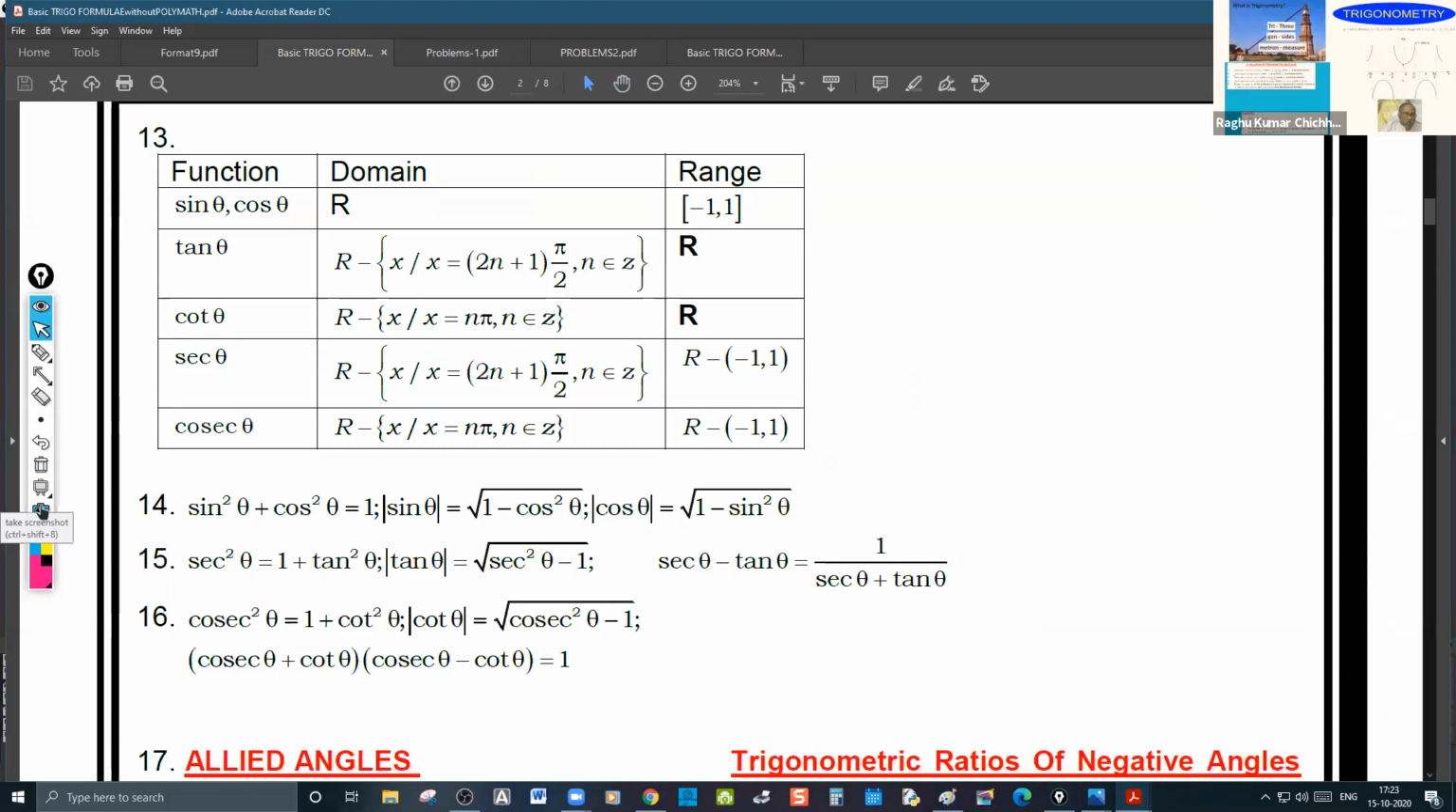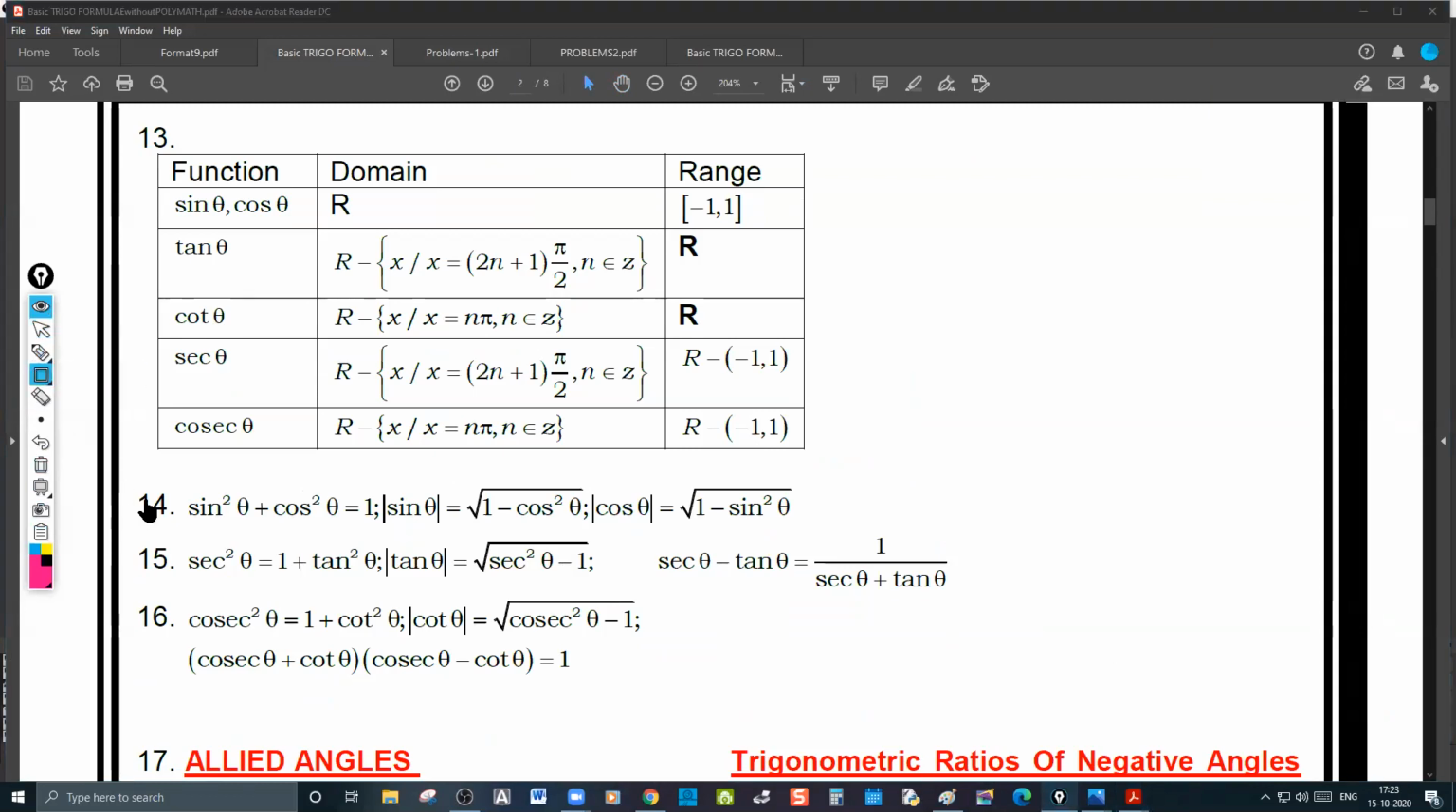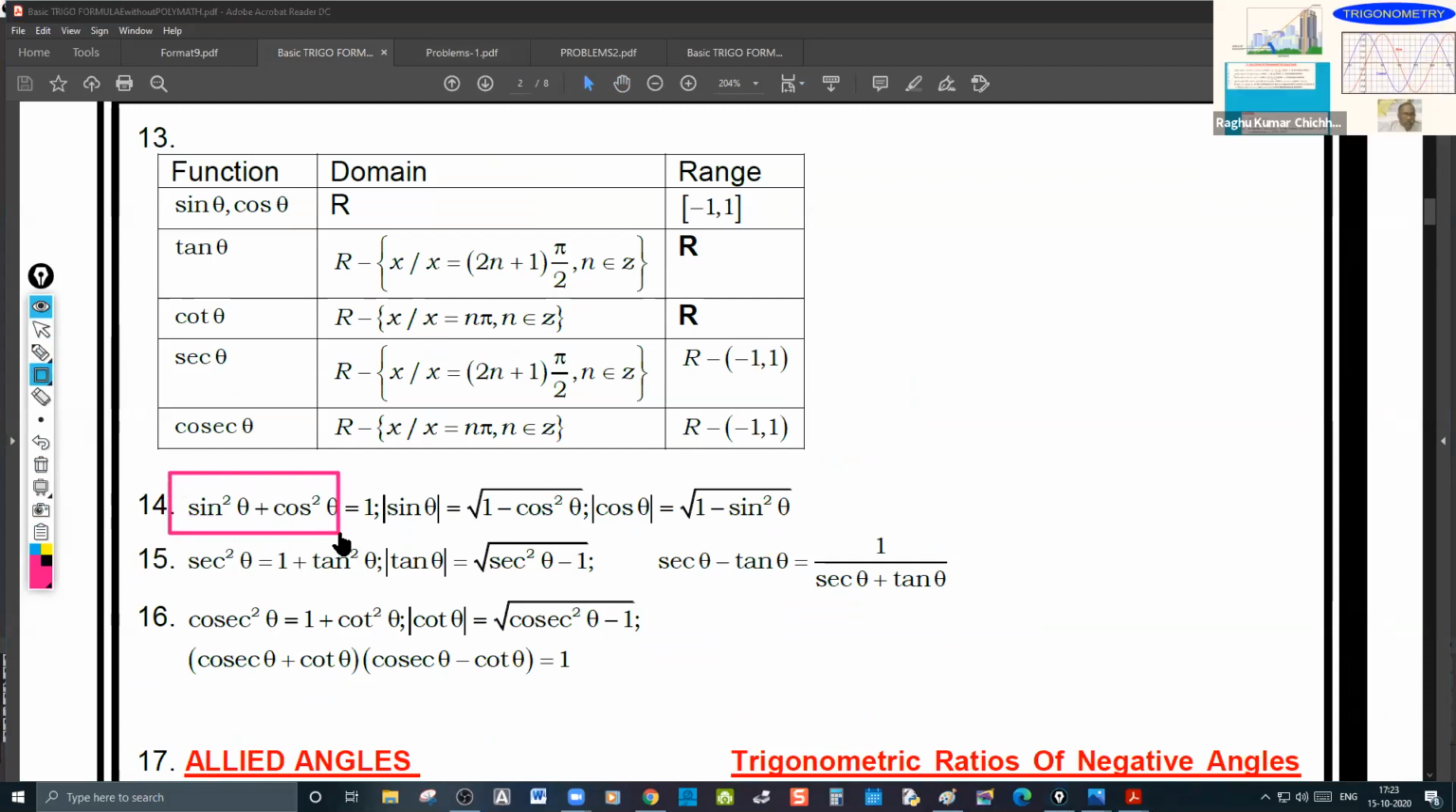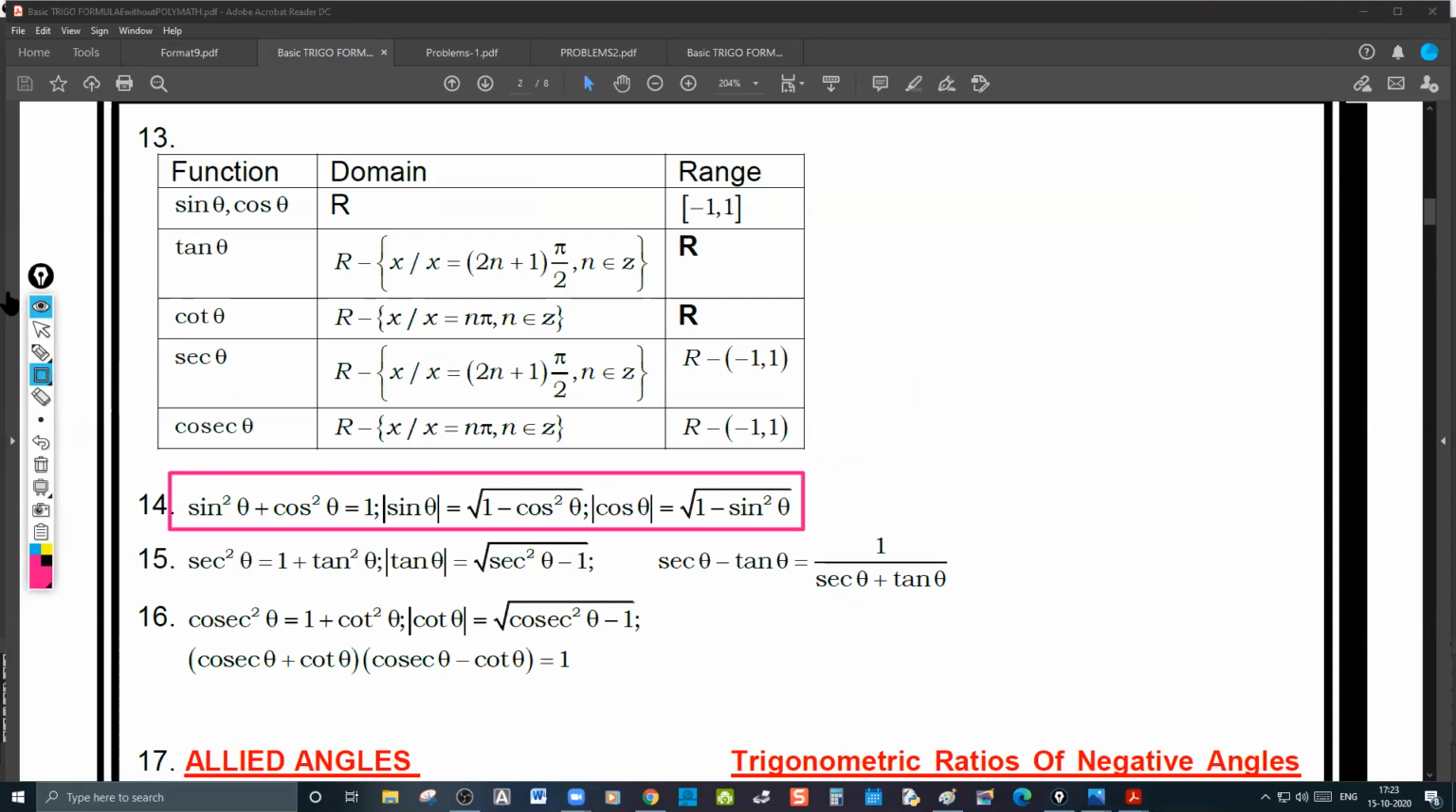Check it out. Can you please read this, Maurya, for me? Sine square theta plus cos square theta is equal to 1. So this is modulus sine theta, equal to root of 1 minus cos square theta. Modulus cos theta is equal to root of 1 minus sine square theta.